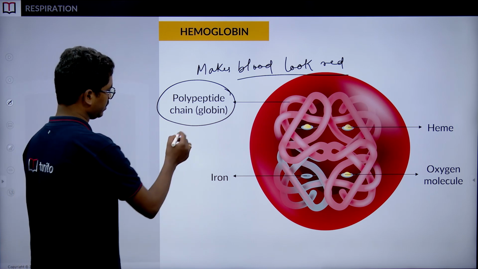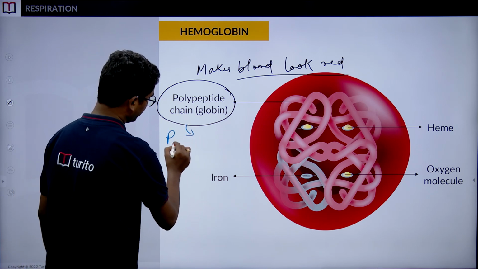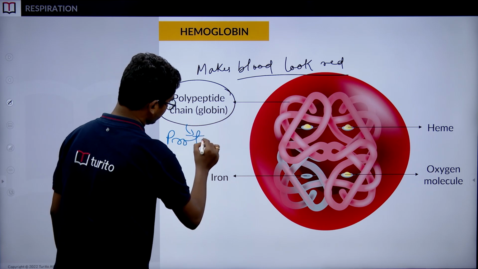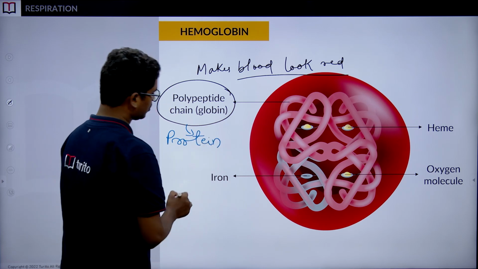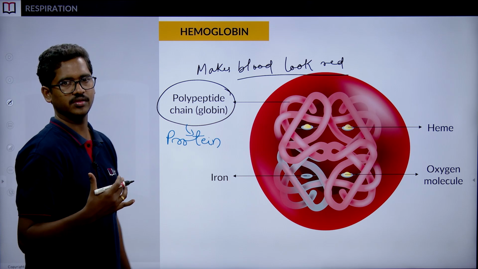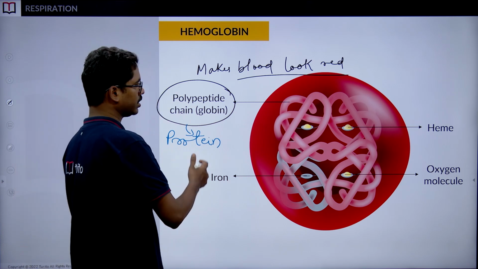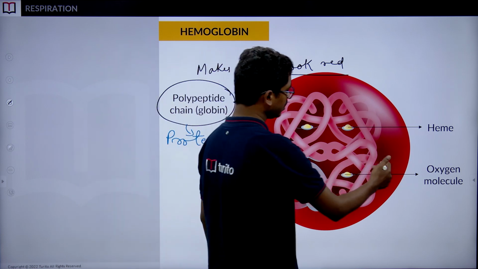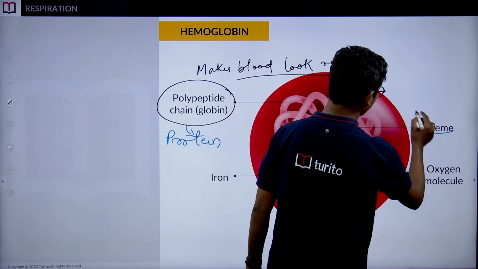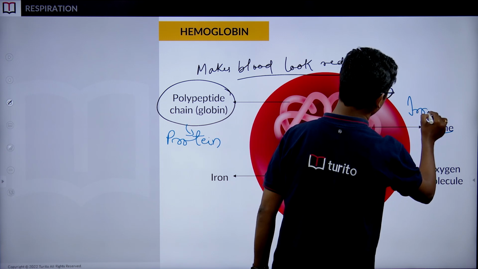Okay, you are right. This polypeptide chain is nothing but protein. That polypeptide chain is actually the protein. Now, hemoglobin. So, globin, you understood it is a protein. What is a heme unit? Heme unit is made up of iron molecule.